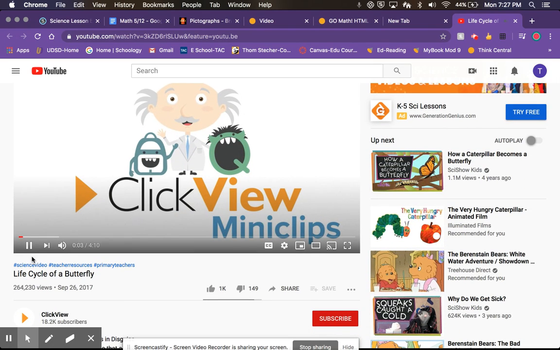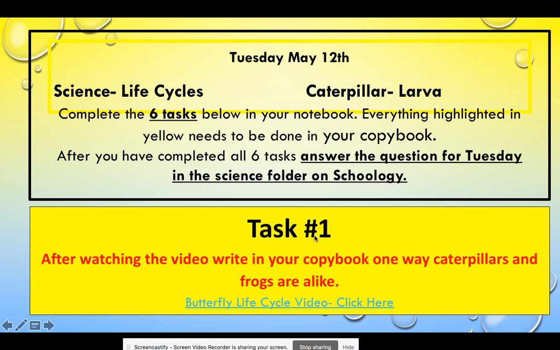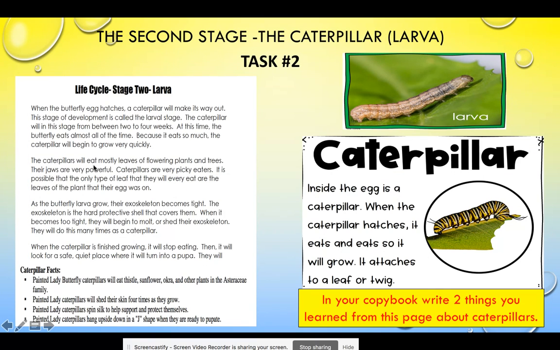Okay, you have our mini clip today, life cycle of a butterfly. All right, so then go into the PowerPoint again, click forward, life cycle. Stage 2 is larva. All right, that's the stage that they're in right now. These caterpillars are getting bigger. Out of the egg stage, read this information here, okay?